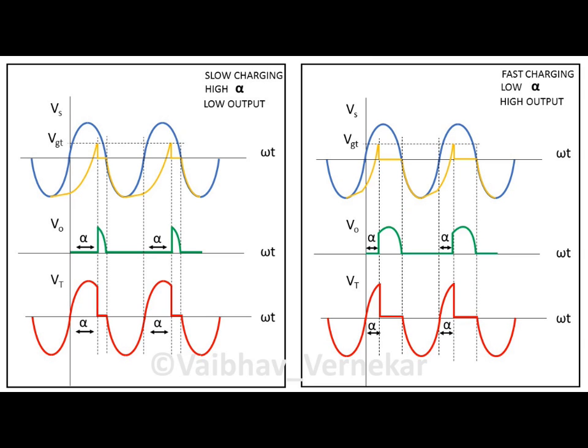A comparison between high and low values of firing angle shows that slow charging of the capacitor gives a high firing angle and hence low output. In contrast, if the capacitor charges faster, the trigger voltage is attained faster, so alpha is less and hence the output is high.